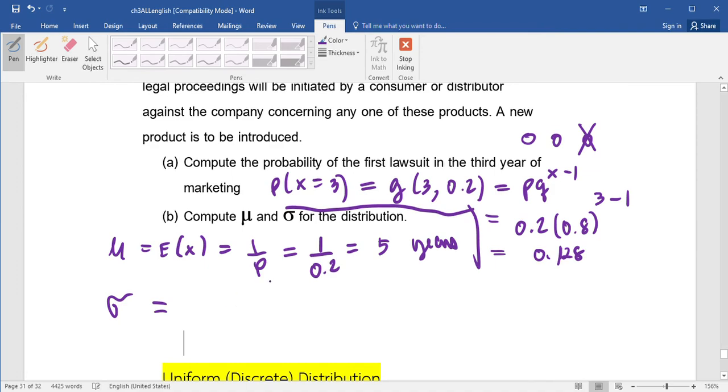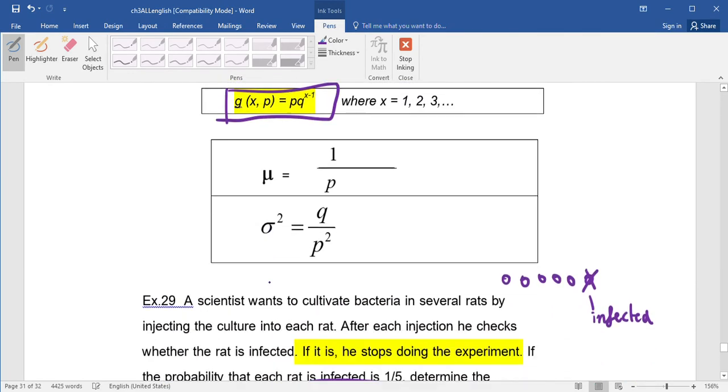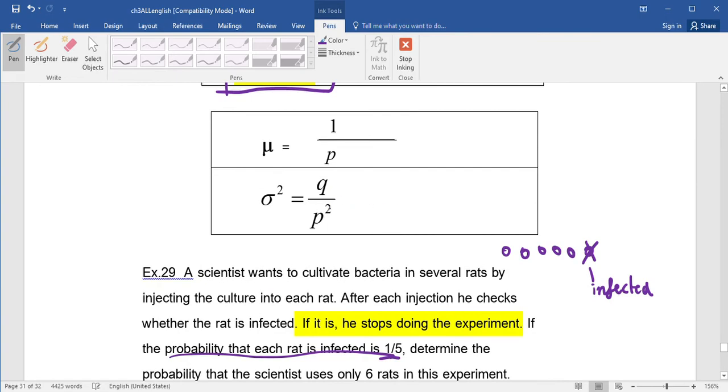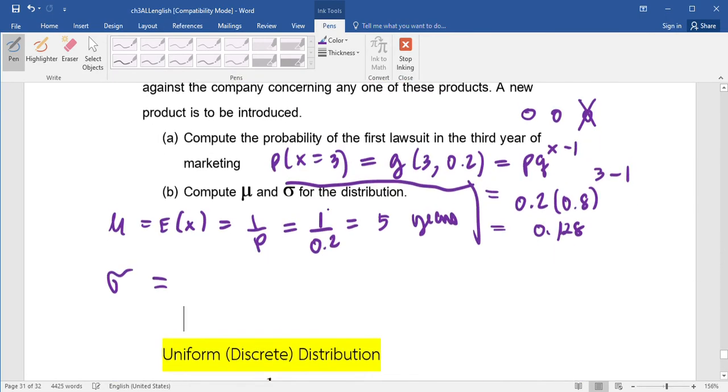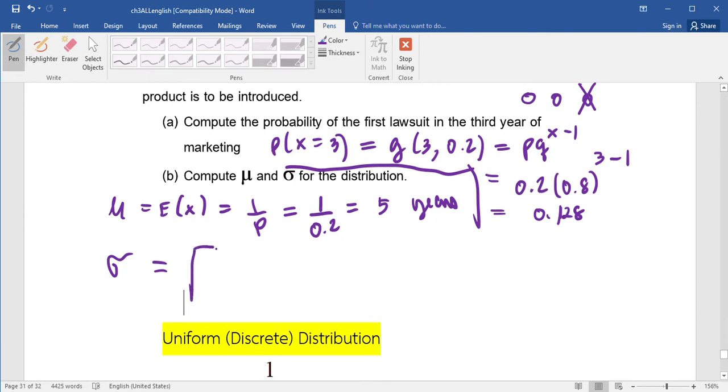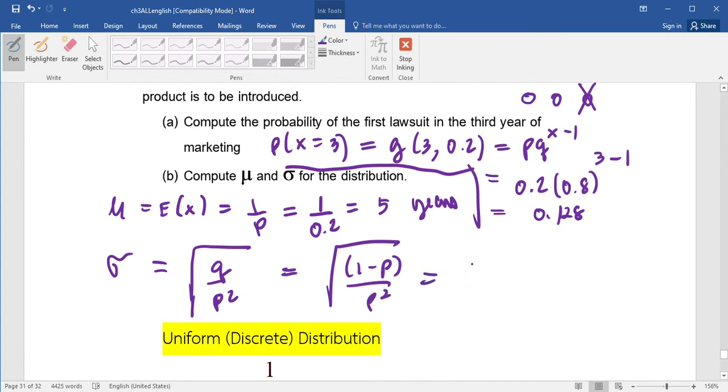Sigma is the square root of variance, square root of this term, q over p squared. So that's square root of q over p squared. And that is, q is 1 minus p over p squared. So that is 0.8 over 0.2 squared. 4.5 years. Sigma has the same unit as x.